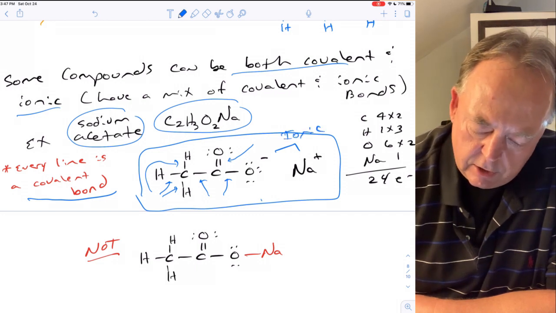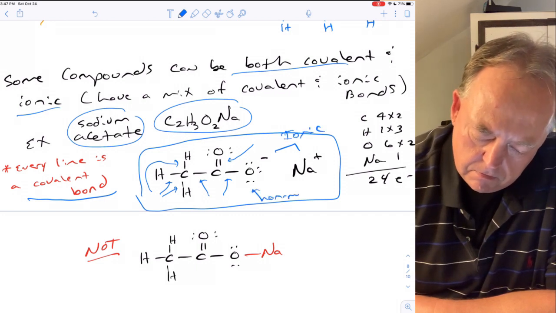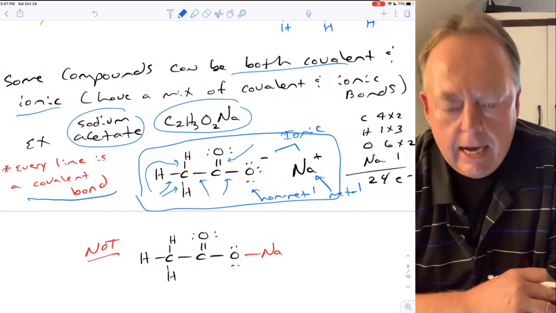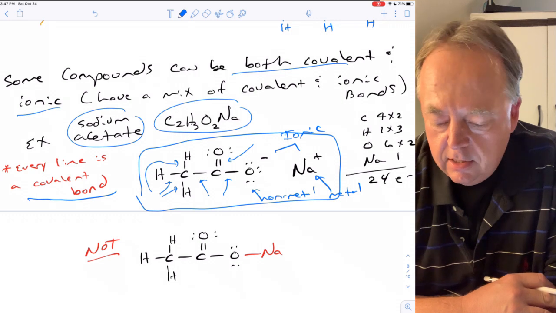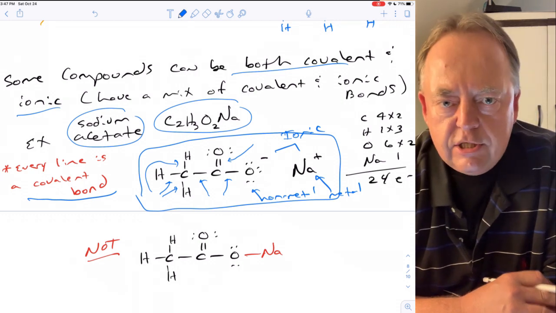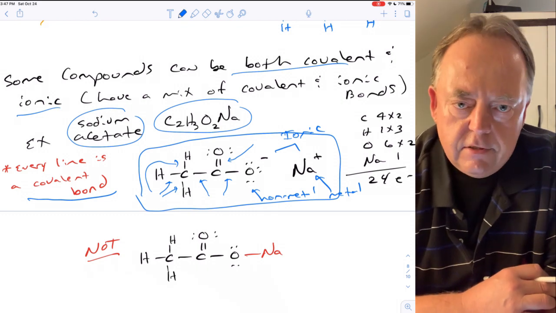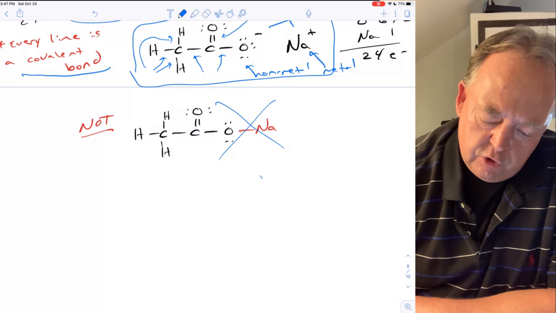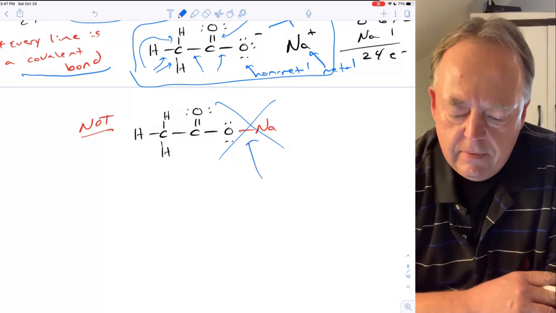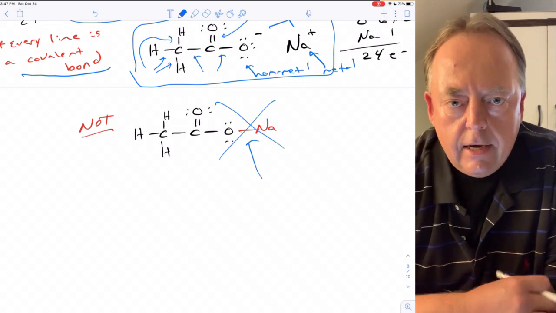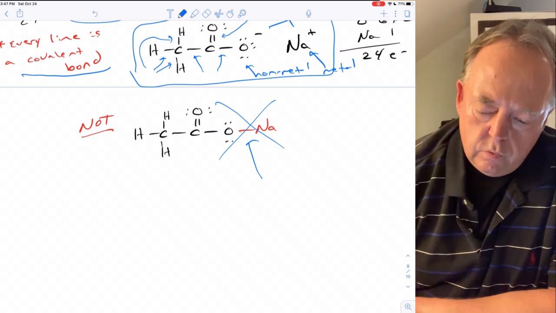So oxygen's a nonmetal. Sodium's a metal. So that's going to be an ionic bond between oxygen and sodium, but between oxygen and carbon, carbon and carbon, and carbon and hydrogen, those are all covalent bonds. Right, so you would not want to draw a line between oxygen and sodium, because that means covalent bond, and it's not covalent. It is ionic. Okay, so we will stop there.